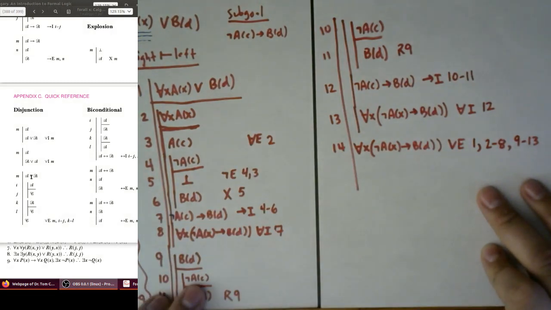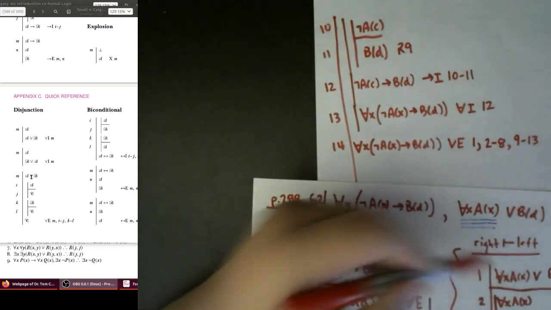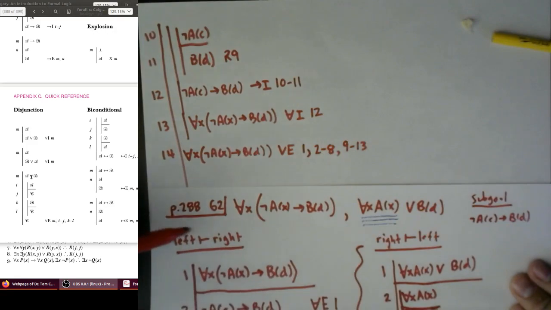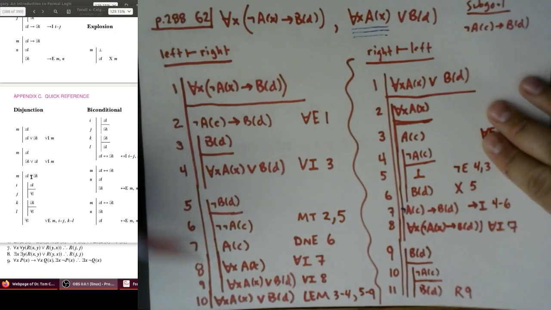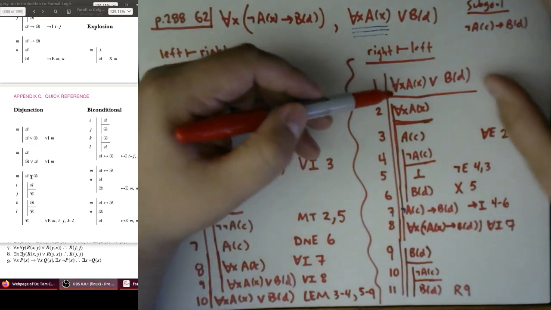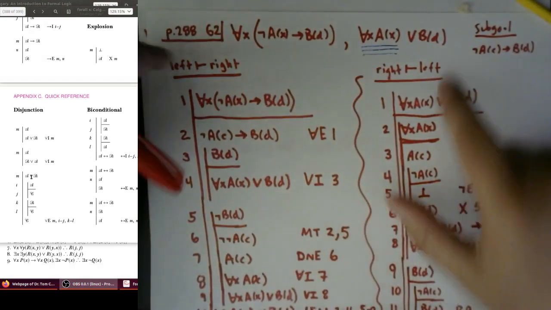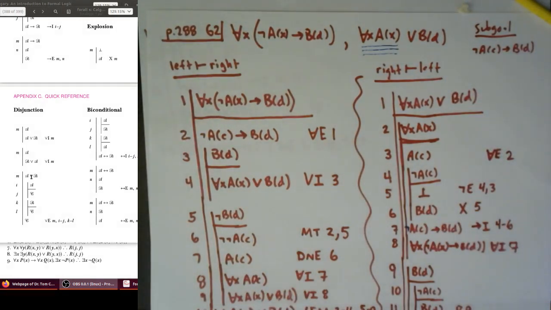Now, this completes the problem, because now I've shown that assuming the left gave me the right, okay, that was this proof. The left gave me the right, and then the right gave me the left. So I have satisfied the requirements to prove the formulas in both directions. So these formulas are provably equivalent.